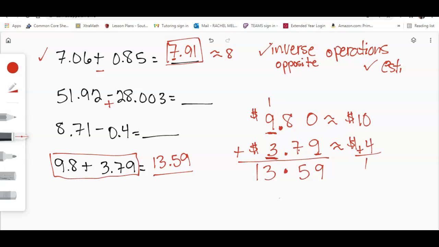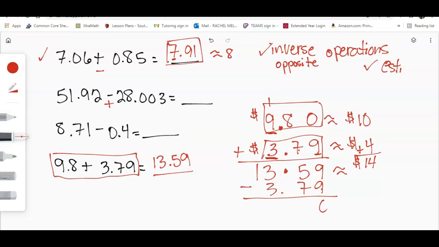10 plus 4 is 14. Is 13 59/100 close to 14? Absolutely. So that is a reasonable answer. So now let's check with my inverse operation. So this time I'm going to subtract this number, $3.79. And if I did it correctly, I should get this number.